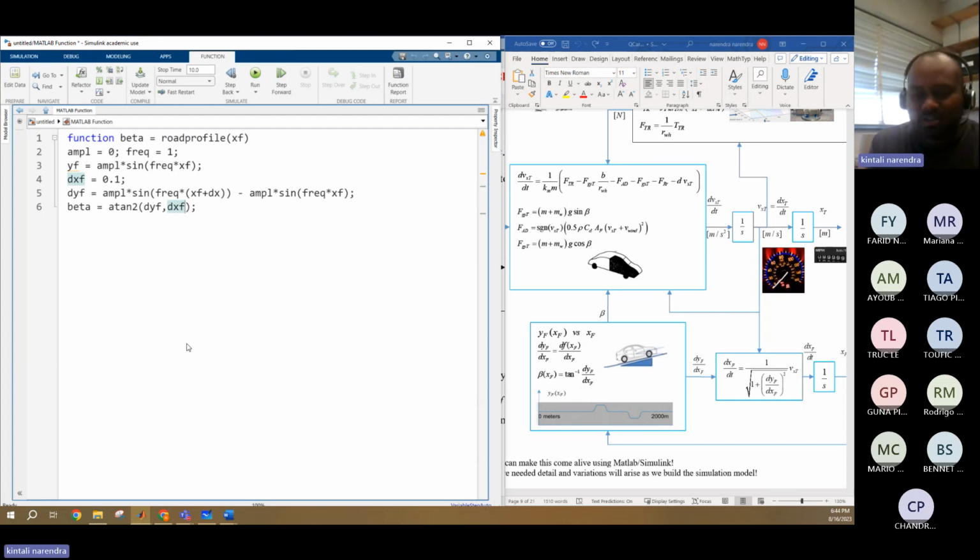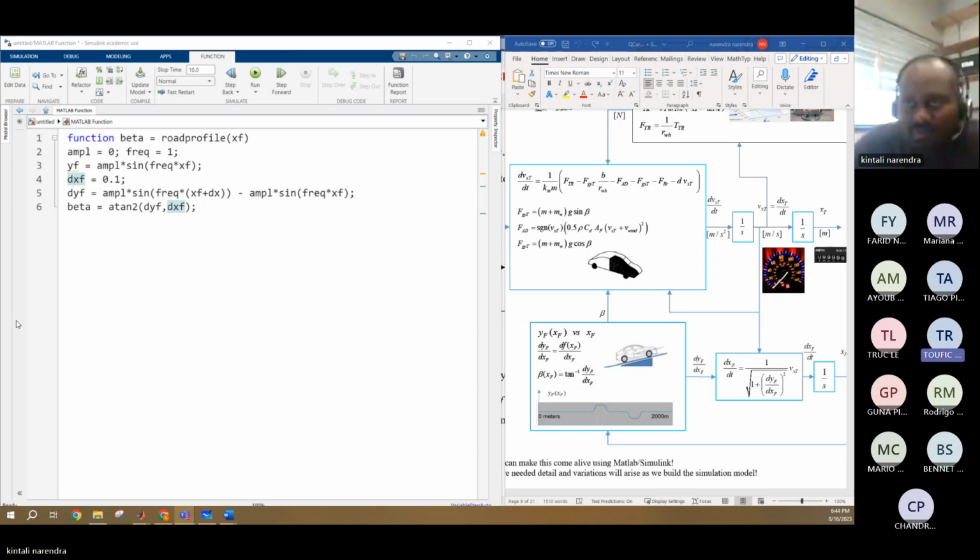So we finished the tough part. We will finish the remaining stuff tomorrow, guys. Okay, let's stop here for the day. So we'll save the model.